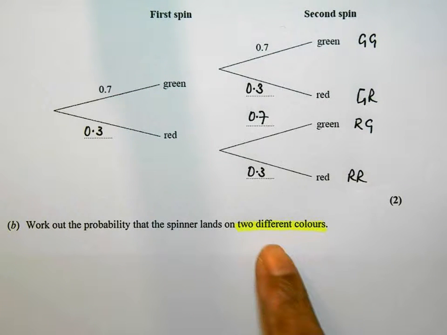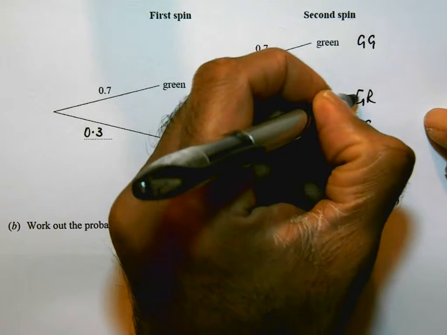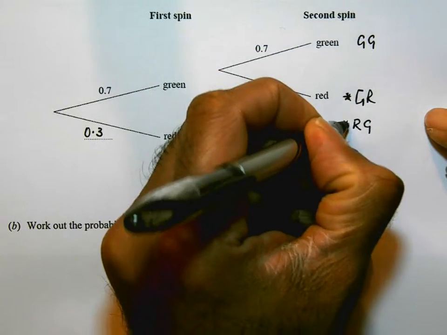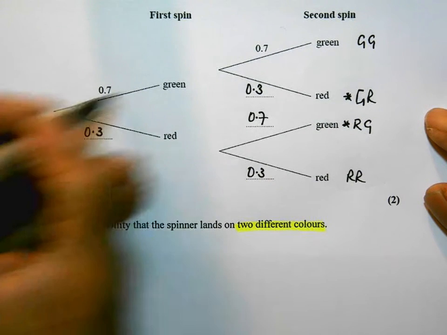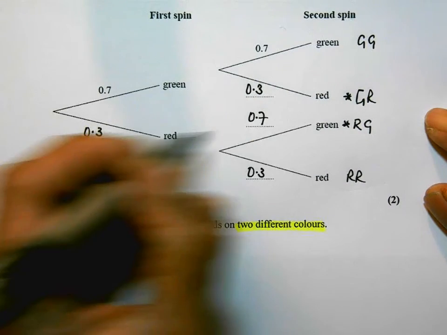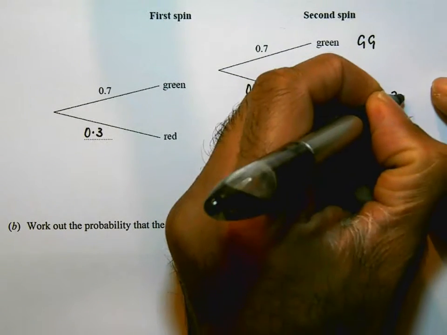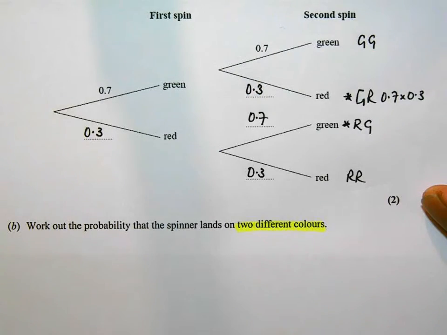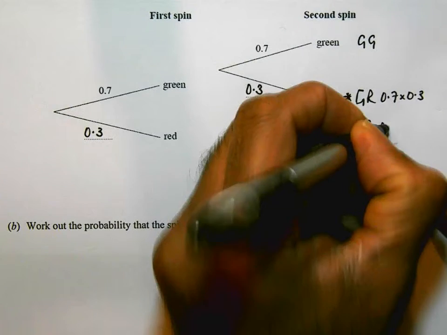Work out the probability that the spinner lands on 2 different colors. Well, that's going to be here and here. Green, red, and red, green. To work out the probability at the ends of branches, we're going to times the probabilities along it. So that's going to be 0.7 times 0.3. And similarly here, it's going to be 0.3 times 0.7.